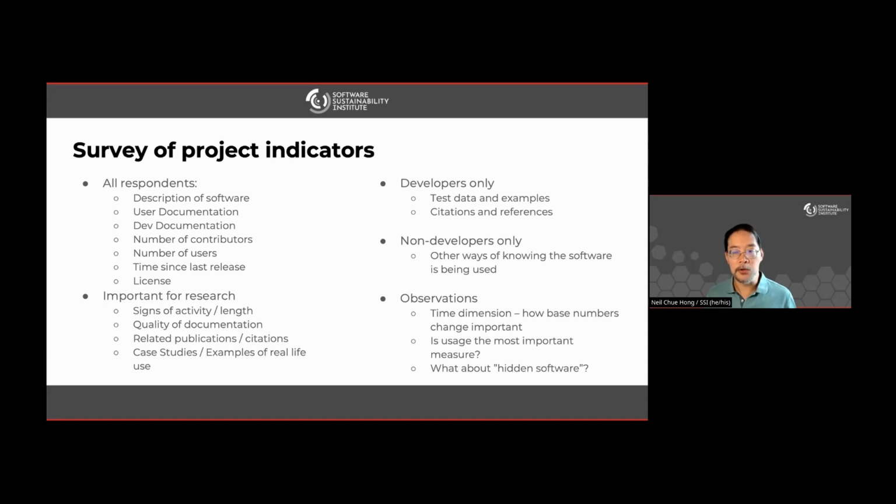Some of these are what you might expect to see for most pieces of software, which is around things like documentation, the number of contributors, the number of users, how regularly the software is being updated. But some of the things that were particularly important for research were things like whether there were related publications, citations, data sets. So how well linked was this software to the work it had created and impacted? That's also the case in terms of looking for things like case studies, examples of real life use.